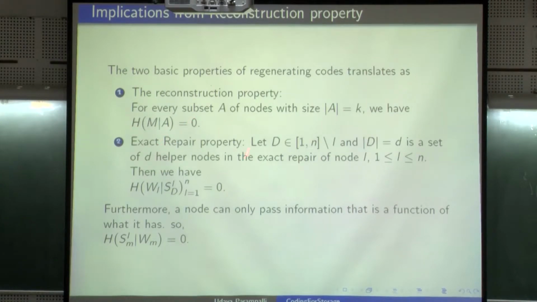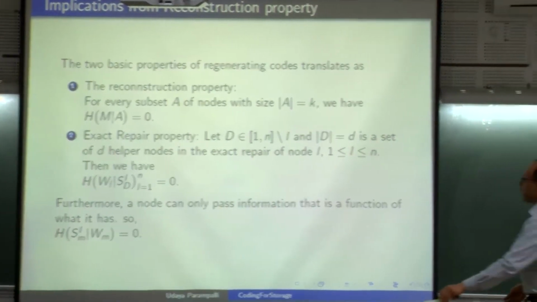Now the exact repair property. Let us take D as a subset of 1 to n minus l, so not equal to l, and of course the size of D has to be D. So the set of D helper nodes in the exact repair is given, then the entropy of W_l conditioned on all those random variables is 0. So we will look at the set D.